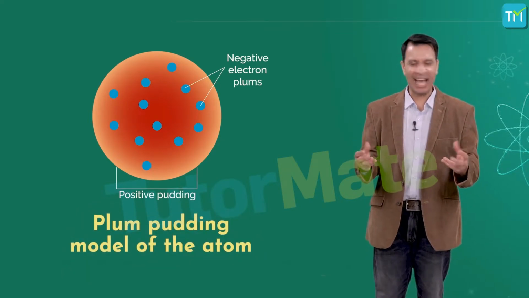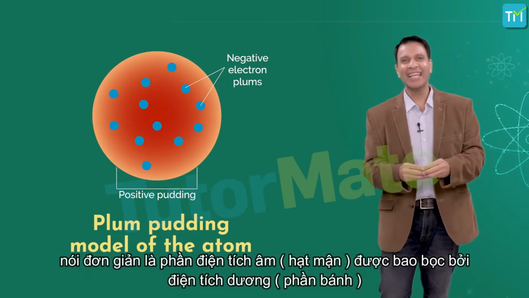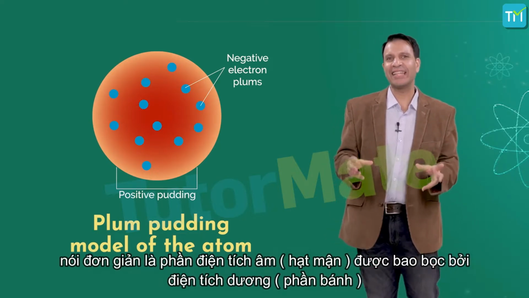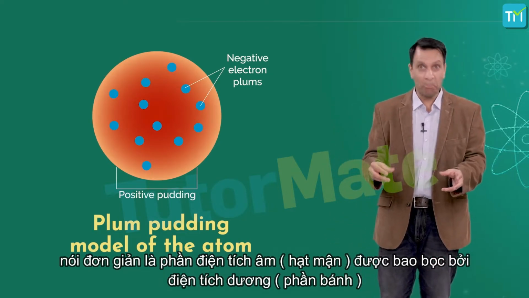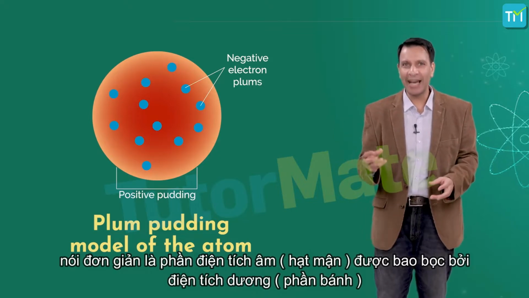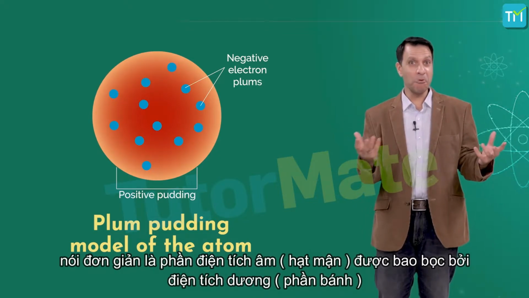Have you tasted it? I love plum pudding. Anyways, moving on. This basically means that the negatively charged plums were surrounded by positively charged pudding.